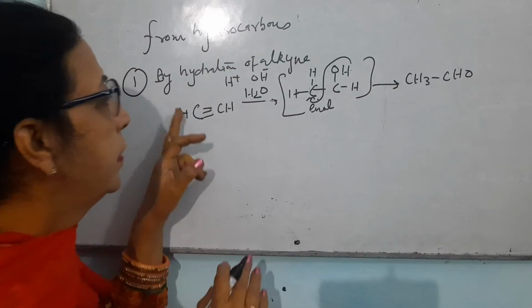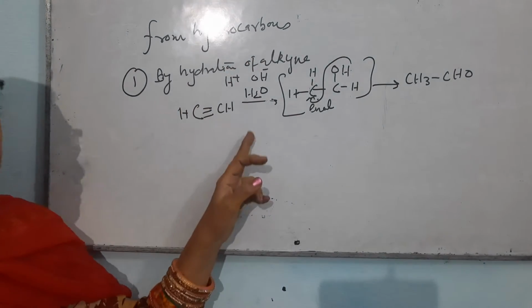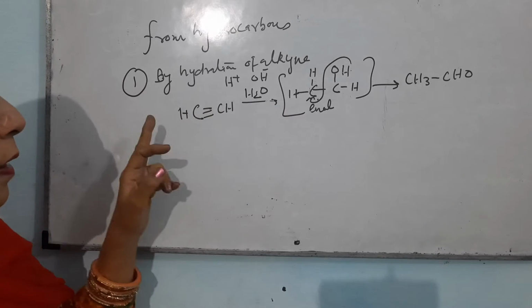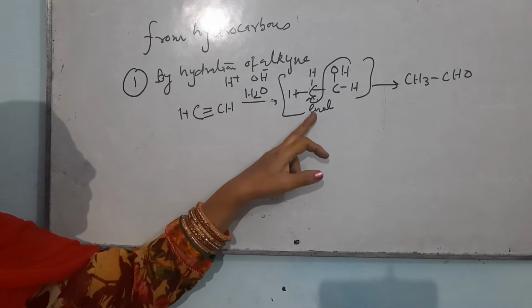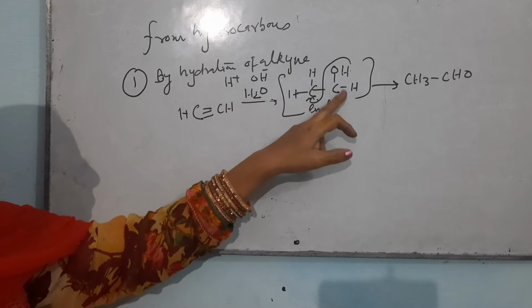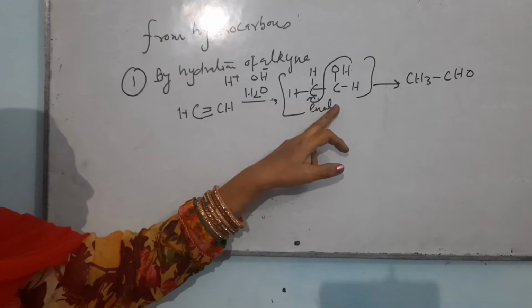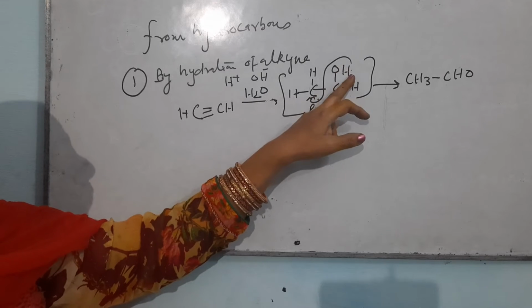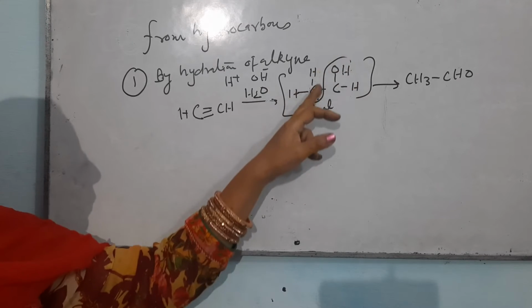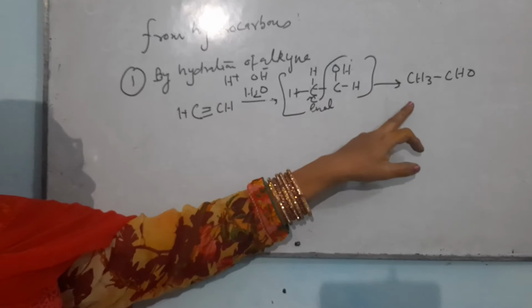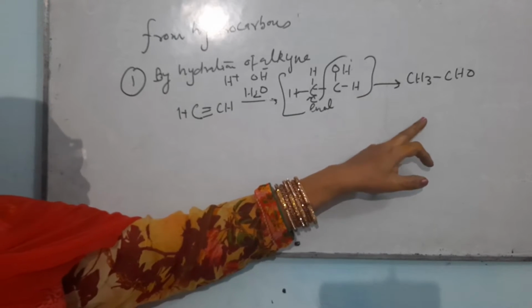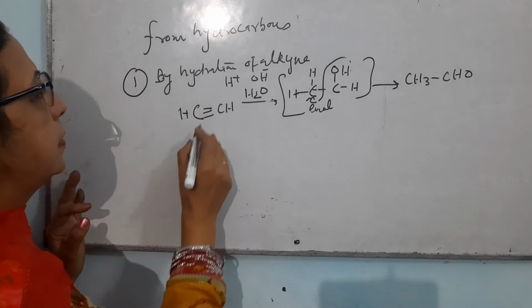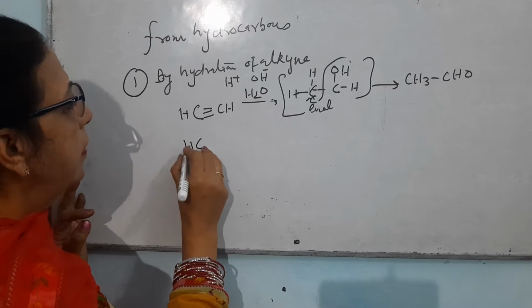So the hydration of alkyne takes place in the presence of water. Initially there will be enol form. It is known by the name of vinyl alcohol, and after that there will be tautomerism. One of the hydrogen will be shifted here, and there will be formation of aldehydes. Now suppose instead of ethyne there is a propyne.